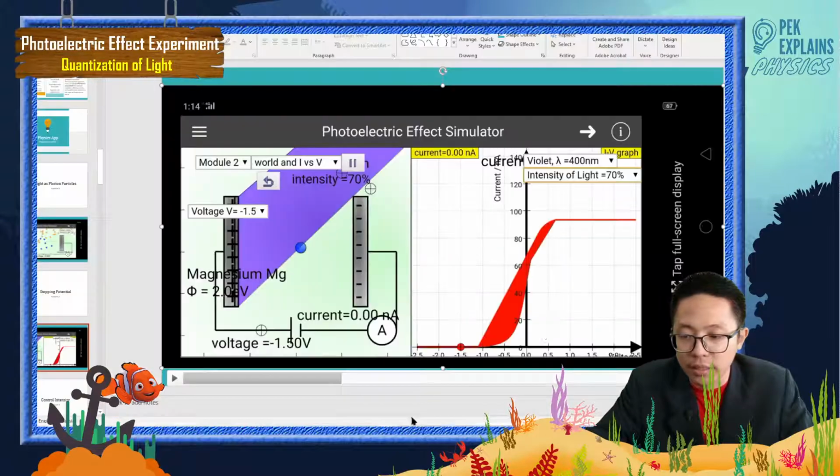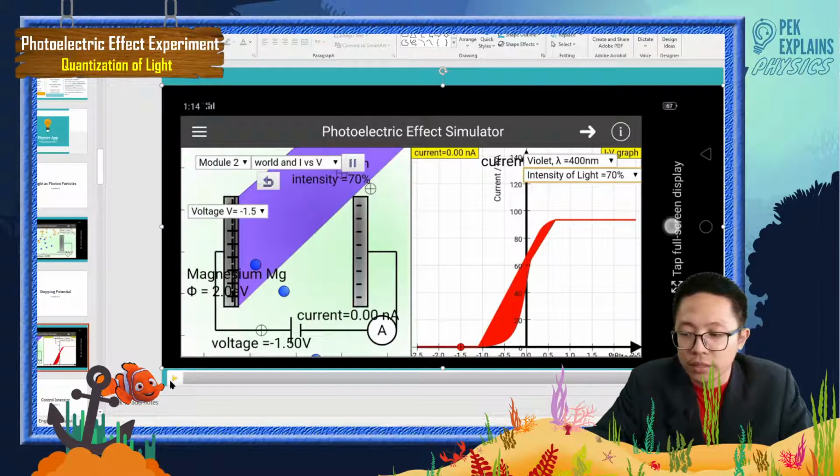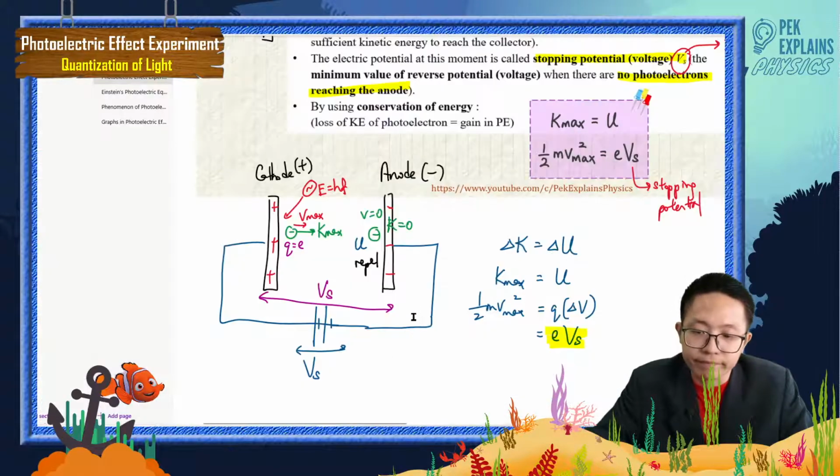Just like shown over here. Over here the kinetic energy is maximum. When the electron is near the cathode, it has maximum kinetic energy once ejected, but as it goes toward the anode, it is slowing down, until here the kinetic energy is 0. You see that? Okay, let's look at this one.